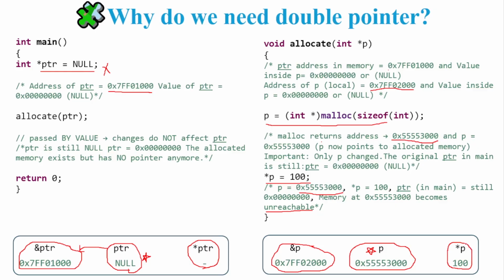This is very important. After allocate returns, p goes out of scope and is destroyed, leaving the memory at 55553000 effectively lost while ptr remains NULL. This example highlights the difference between passing a pointer by value versus by address, showing why double pointers are essential when we need a function to update the caller's actual pointers, not just a local copy.